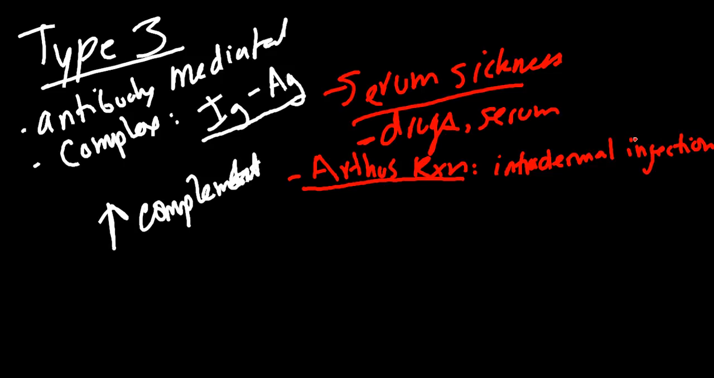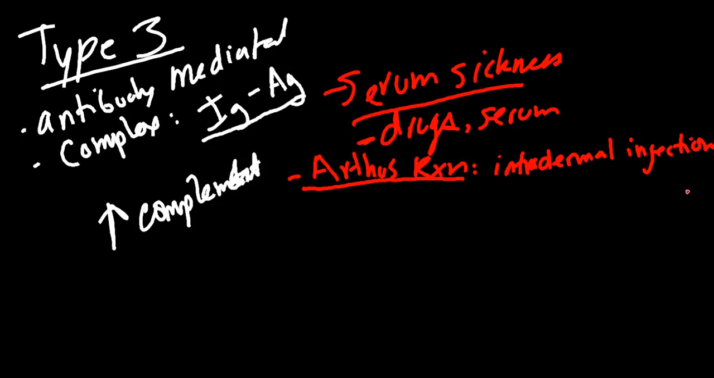So why do I say intradermal injection? You're going to have a localized shot somewhere. And what's going to happen is you're going to have antibodies that form against whatever was in that injection. It's going to form a complex. That complex is going to locally deposit, whether it's in blood vessels or the local tissue. And you could have a vasculitis, you could have an inflammation around your shot location, or you could have tissue necrosis depending on the level of complex formation and the amount of antibody and antigen present. So that's the Arthus reaction.